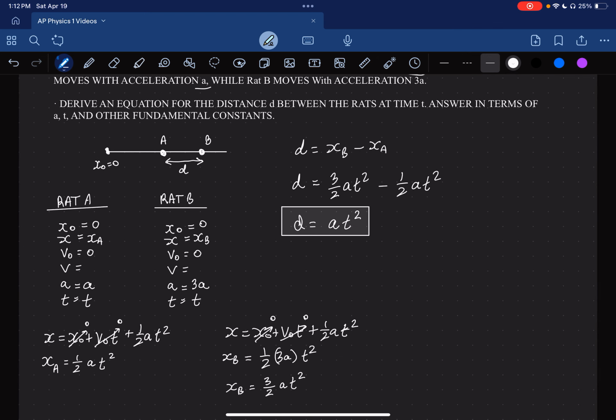So this relationship has meaning to it, of course. Whatever the acceleration of rat A is, rat B will have 3 times the acceleration, but the distance between them will be a function of that initial acceleration of rat A and the time. It is a function of time, so you can plug in any time here and you'll get the distance between them.